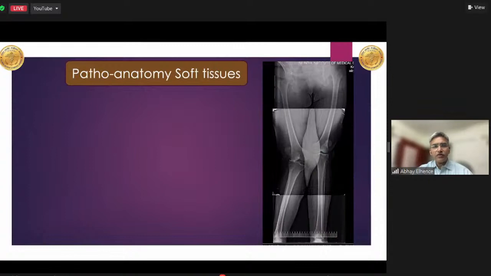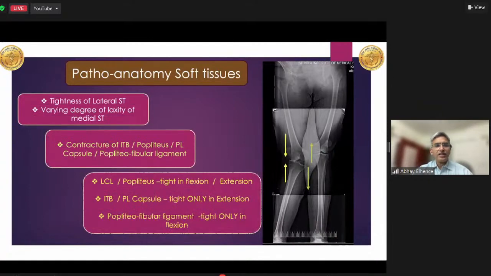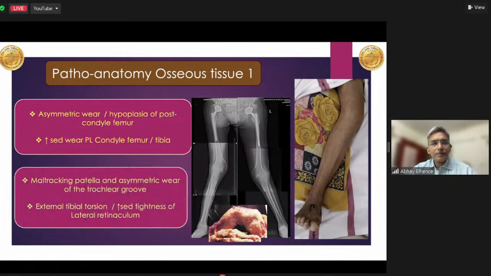The anatomy of the soft tissue has gone haywire, which means there is a tightness of the lateral soft tissue sleeve and an attenuation and laxity of the medial soft tissue sleeve. What we are looking at in balancing is that the lateral collateral ligament and the popliteus will be tight in flexion and extension. The IT band and the posterolateral capsule will be tight only in extension, and the popliteofibular ligament is tight only in flexion. So depending upon the kind of deformity we have, one has to look at releasing or stretching out these particular ligaments.